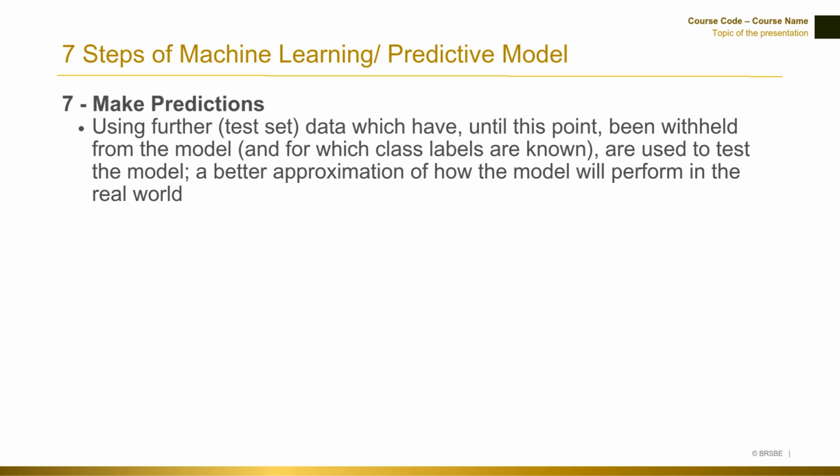This step is crucial for evaluating the model's performance and understanding how it will behave in real-world scenarios. The primary goal of this step is to assess how well the model generalizes to data it has not encountered during training. This is done by using the separate test set that was withheld from the model during the training and validation phases. By making predictions on the test set, practitioners can gain insights into how the model will perform when deployed in real-world applications, where it will encounter new datasets.